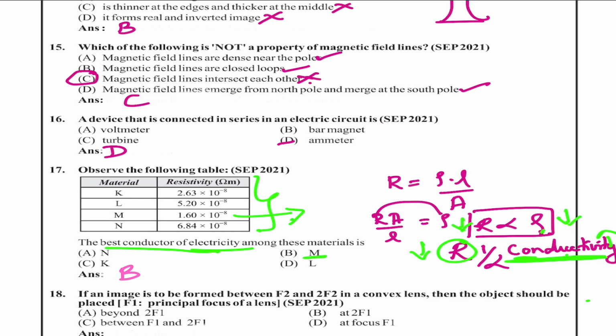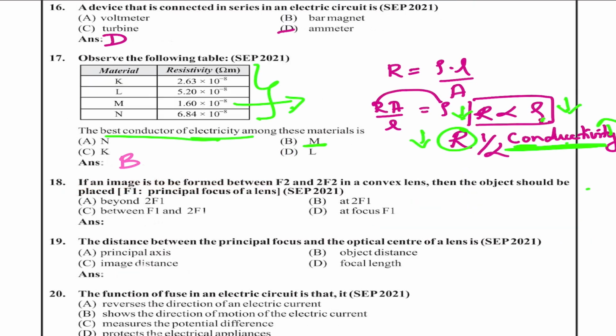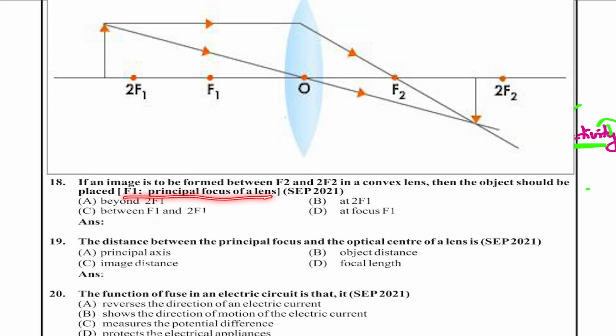Coming to the next question. If an image is to be formed between f2 and 2f2 in a convex lens, then the object should be placed. Where should be the position of the object? And f1 is nothing but the principal focus of the lens. That is the clue they have given. So this is the case we are talking about. So where is the position of the object? It is beyond 2f1. It is very clear. It is beyond 2f1. Option A.